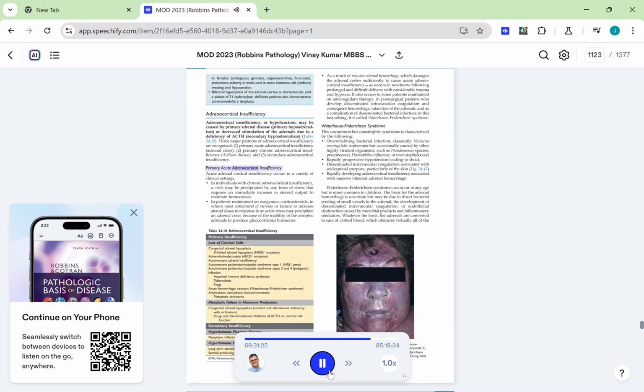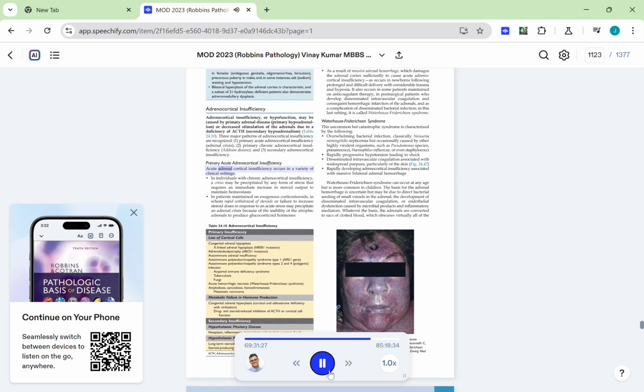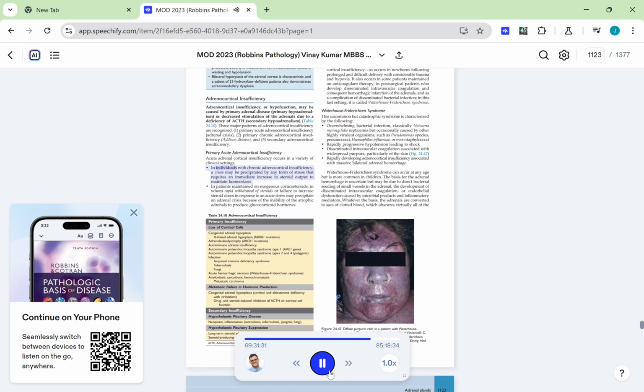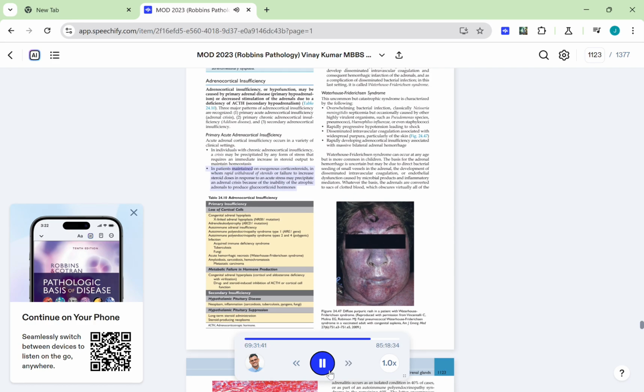Primary acute adrenocortical insufficiency. Acute adrenal cortical insufficiency occurs in a variety of clinical settings. In individuals with chronic adrenocortical insufficiency, a crisis may be precipitated by any form of stress that requires an immediate increase in steroid output to maintain homeostasis. In patients maintained on exogenous corticosteroids, rapid withdrawal of steroids or failure to increase steroid doses in response to an acute stress may precipitate an adrenal crisis because of the inability of the atrophic adrenals to produce glucocorticoid hormones.